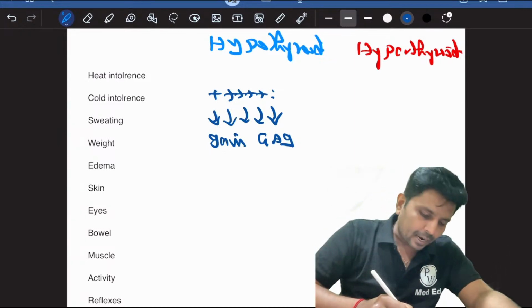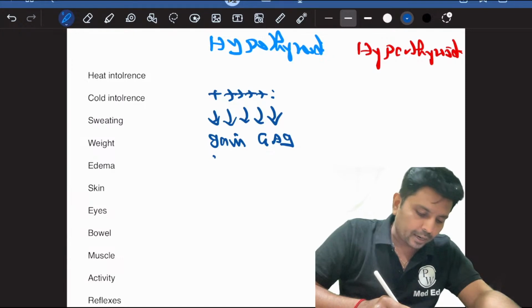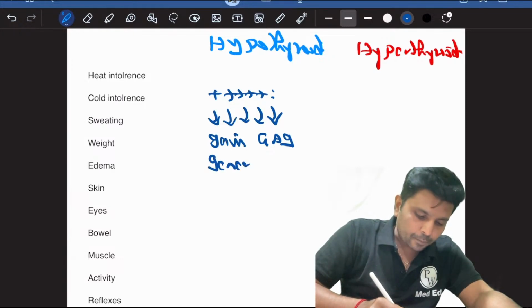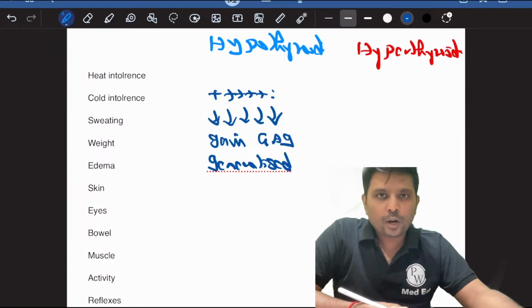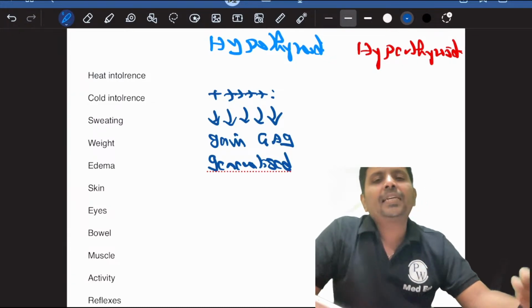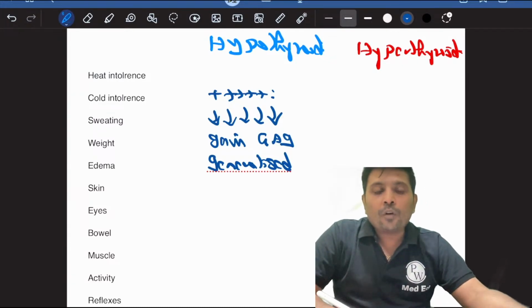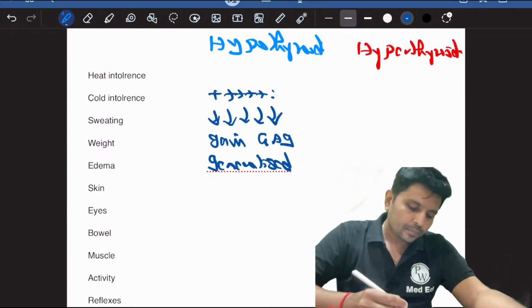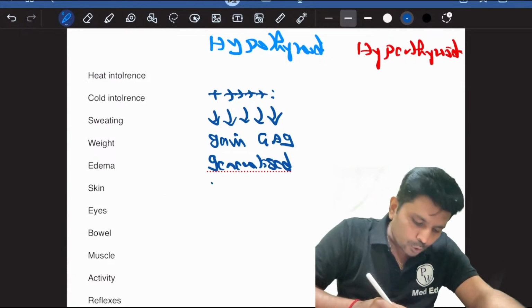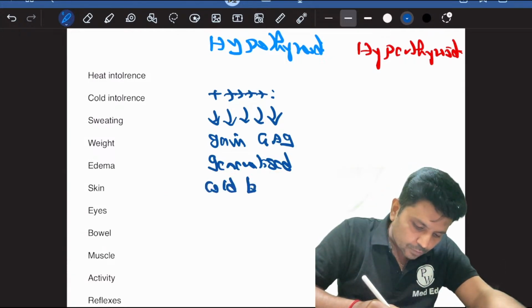Edema. Again it is due to glycosaminoglycans, that is generalized edema. And also it is due to free water retention. I repeat, water retention will be there, as a result of which generalized edema will be there. Skin is usually cold to touch.